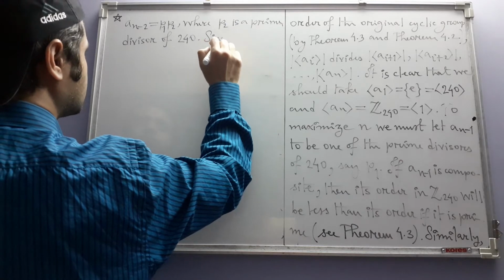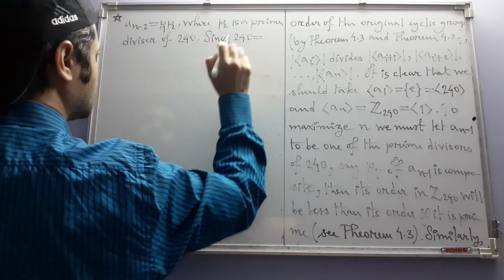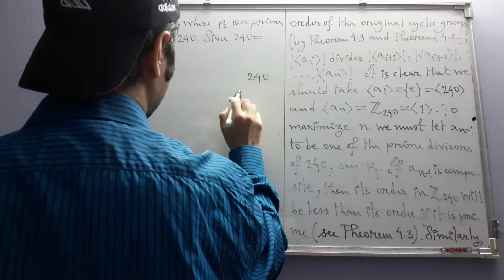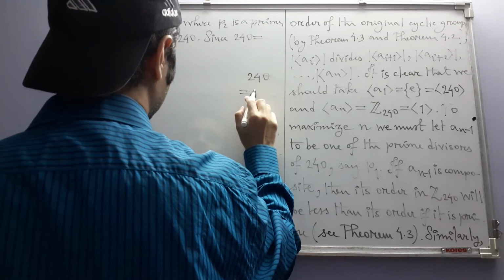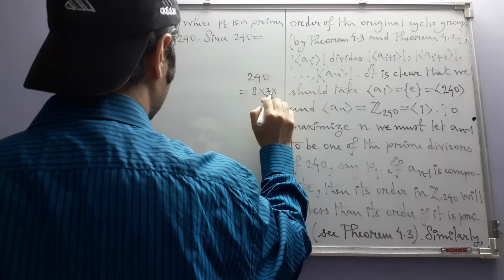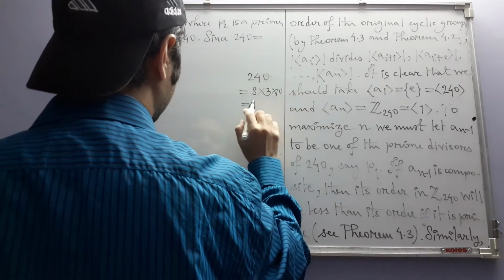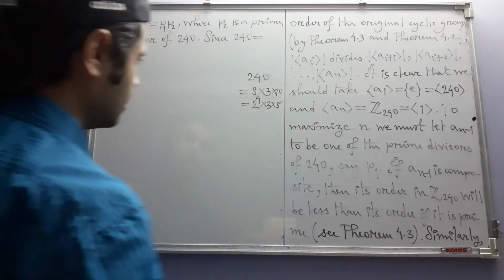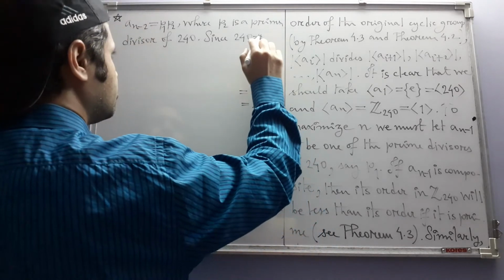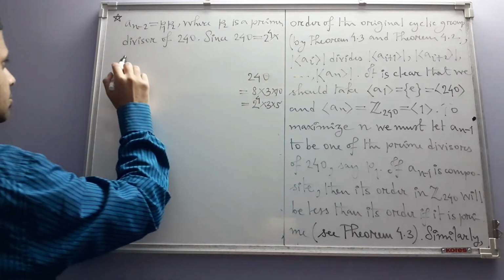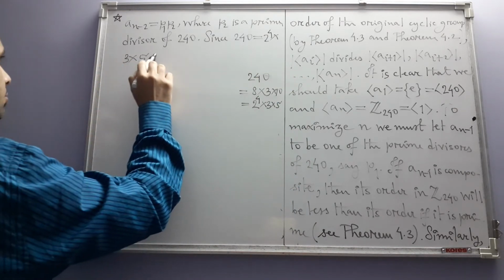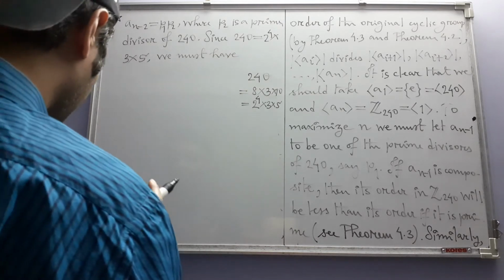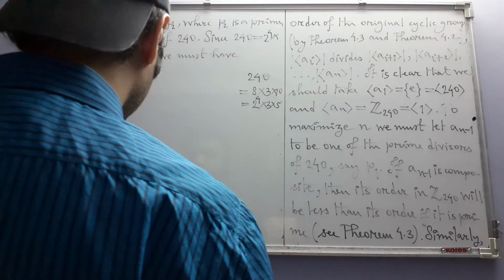Now since the factorization of 240 is this. Oh, I should have already done that. 240 can be written as 8 times 3 times 10. So from here I will get 2 to the power 4. Already we had 2 cubed here, times 3 times 5. Okay, since 240 is 2 to the power 4 times 3 times 5, we must have, what? n should be at most 5 plus 2.